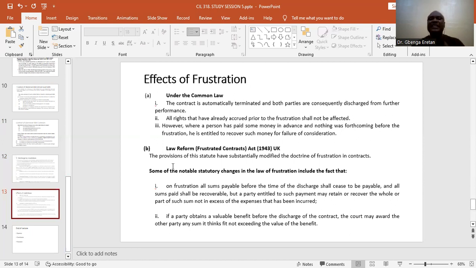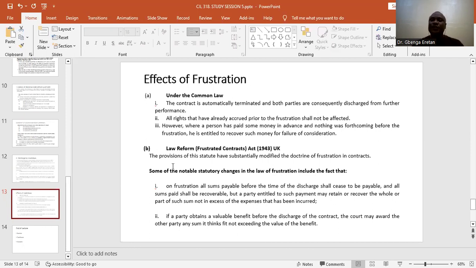But because the common law does not satisfy the yearnings and the aspiration of the people, the law reform of the Frustrated Contracts Act 1943 in the United Kingdom provided another two clauses. And these clauses provided under the law are: one, on frustration, all sums payable before the time of the discharge shall cease to be payable, and all sums paid shall be recoverable. But a party entitled to such payment may retain or recover the whole or part of such sum not in excess of the expenses that has been incurred. What is the meaning of this statement?